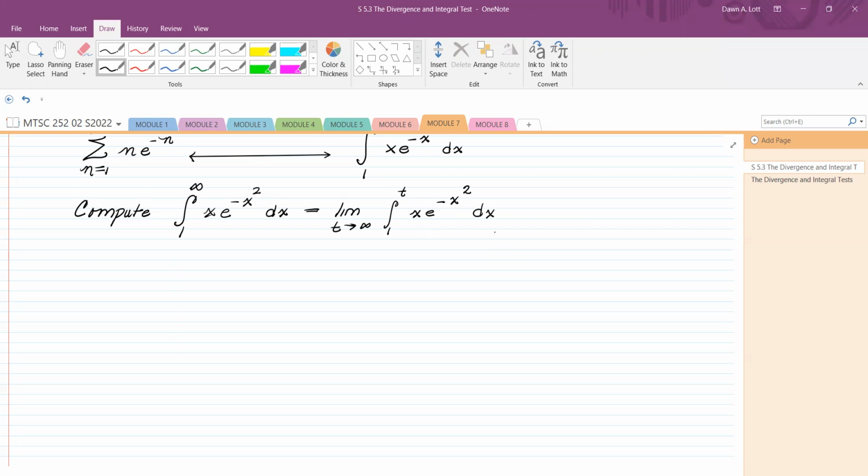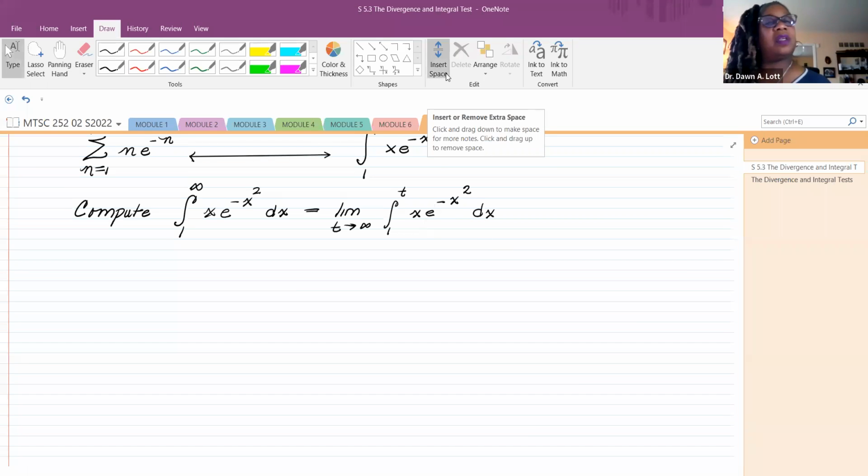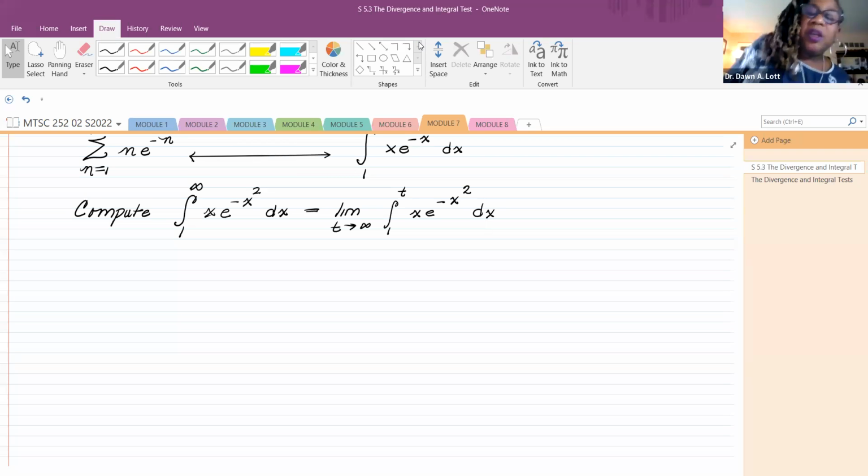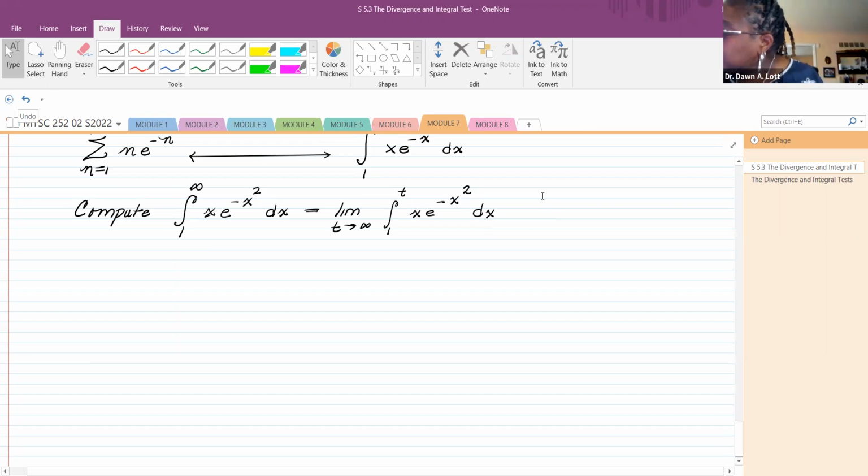By parts. Okay, so you know what? You and so many other people also said the same thing. So this is one of the tricky ones. If there was no 2, I would have to do it by parts. But because there is a 2, I can just do a simple u substitution. So u can be negative x squared and du can be negative 2x dx.